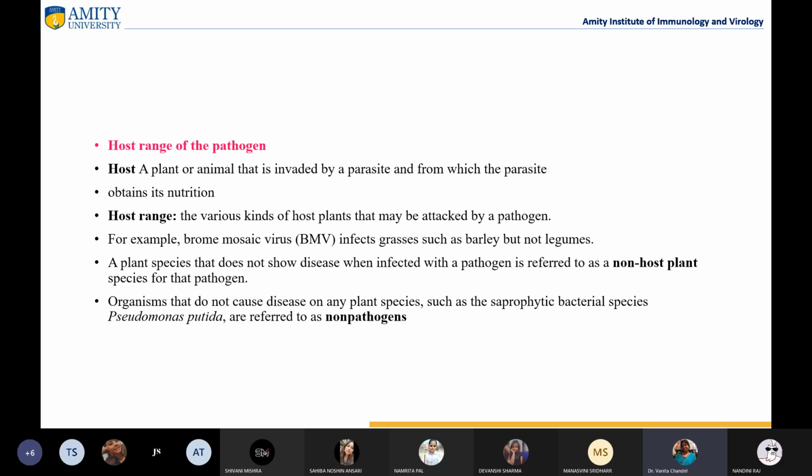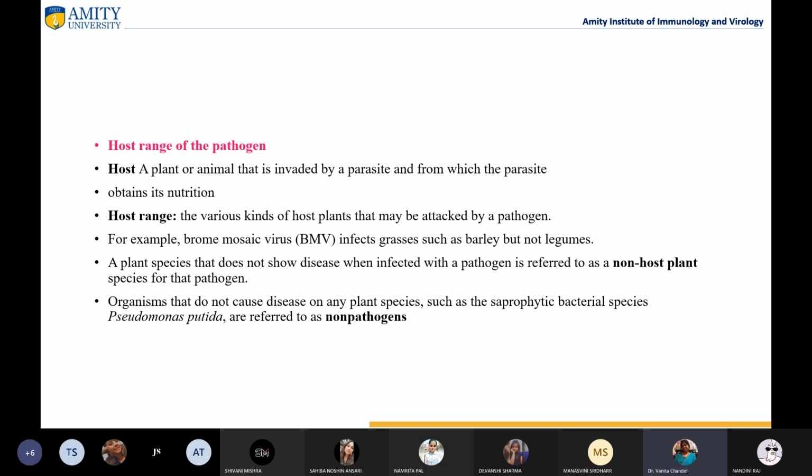Then host range of the pathogen is another term. Host, we all know, is any animal or plant which is infected or invaded by a pathogen or a parasite. For example, the cucumber mosaic virus host range includes cucurbitaceae plants. So plants from this family are the hosts of cucumber mosaic virus. It could be some other family also. So what does host range mean? It is the number of plants, or plants of a particular group, which are infected by a particular pathogen.